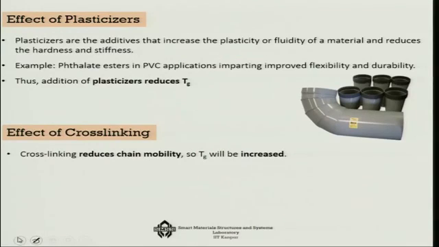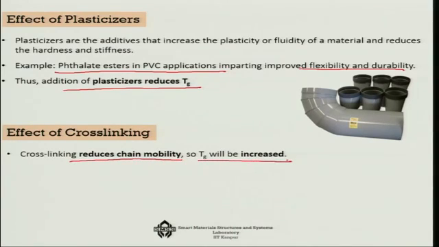Many times we use plasticizers, that means some kind of additives which increase the chain movement, like phthalate esters in PVC, which improve the flexibility and durability. So addition of plasticizer can actually reduce the Tg significantly. And in terms of cross-linking, if you can reduce the chain mobility, then the Tg will be increased. So thus you can add chemicals to do this process.